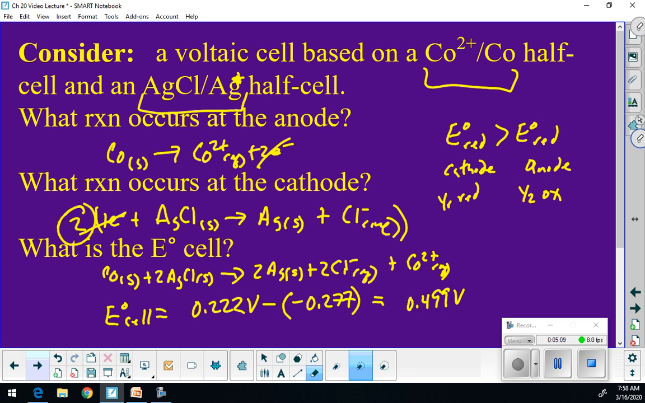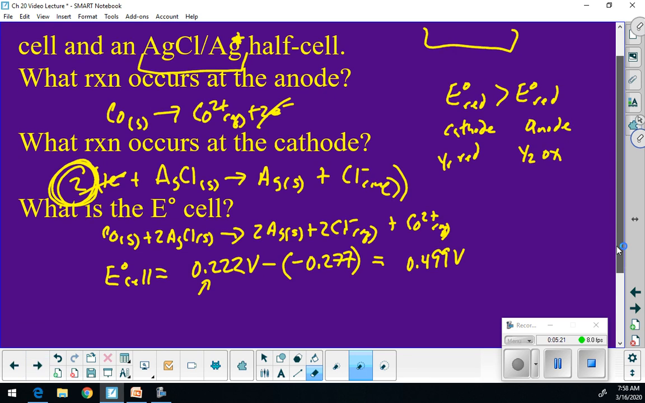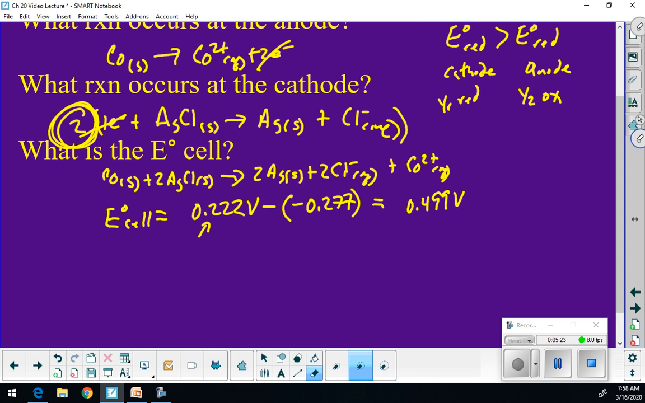Notice what I did not do. Even though I multiplied this half reaction by 2, did I do anything with my standard reduction potential? The answer is no. And why is that? Because as I said in the notes, the standard reduction potentials are intensive. They do not depend on amount. So here we go. This would be my standard cell potential. It's greater than 0. So then my galvanic cell does, in fact, function as a galvanic cell.